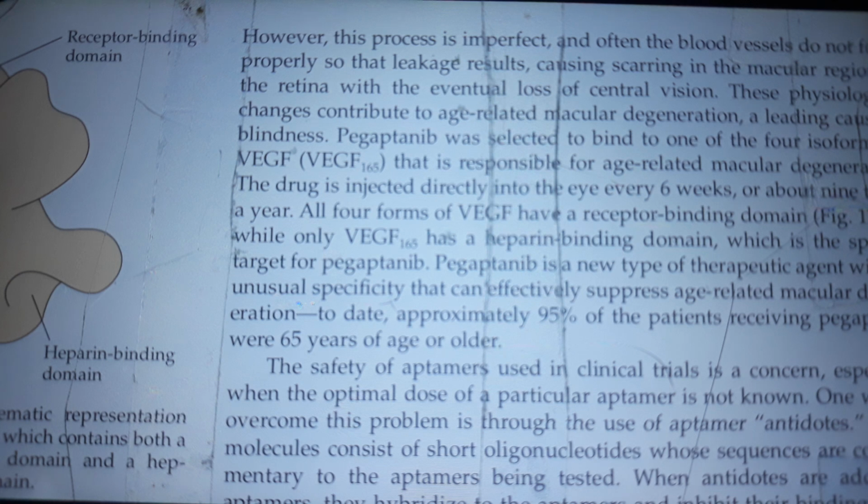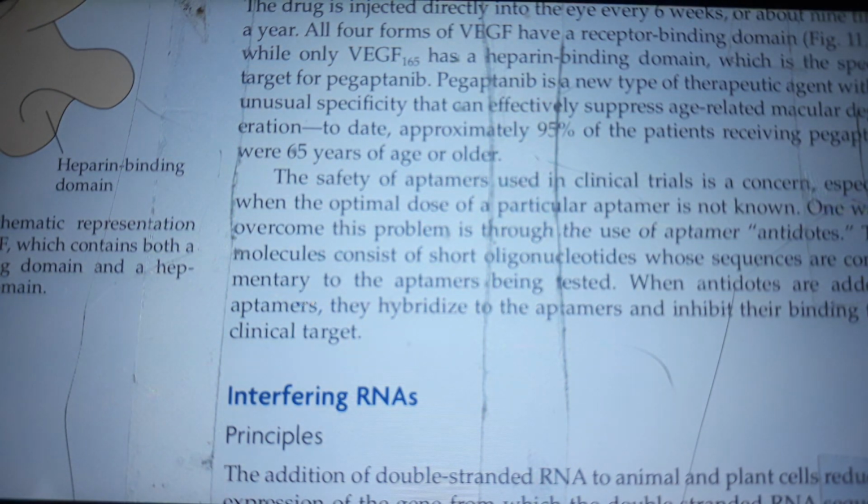All forms of VEGF have a receptor binding domain, but only VEGF 165 has a heparin binding domain. So Pegaptanib is a new type of therapeutic agent with an unusual specificity that can effectively suppress age-related macular degeneration. To date, approximately 95% of the patients receiving Pegaptanib were 65 years of age or older.